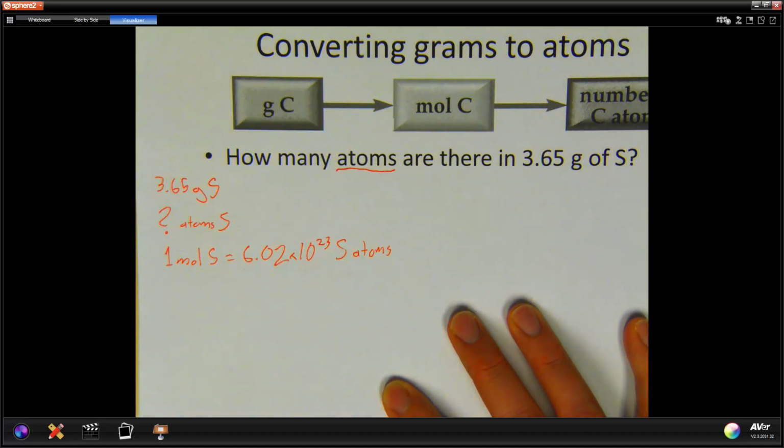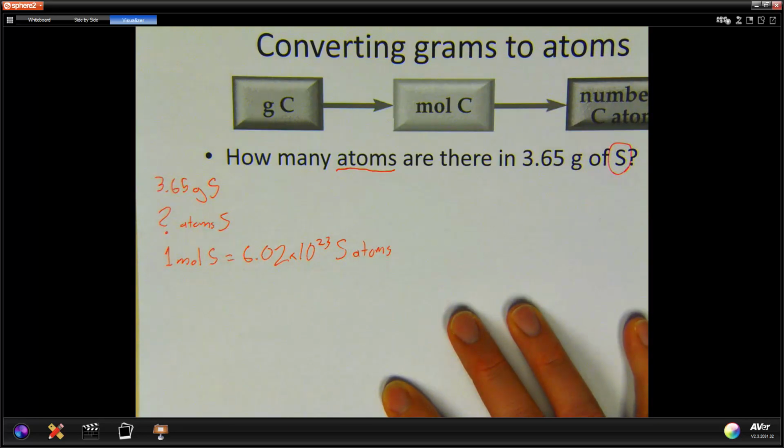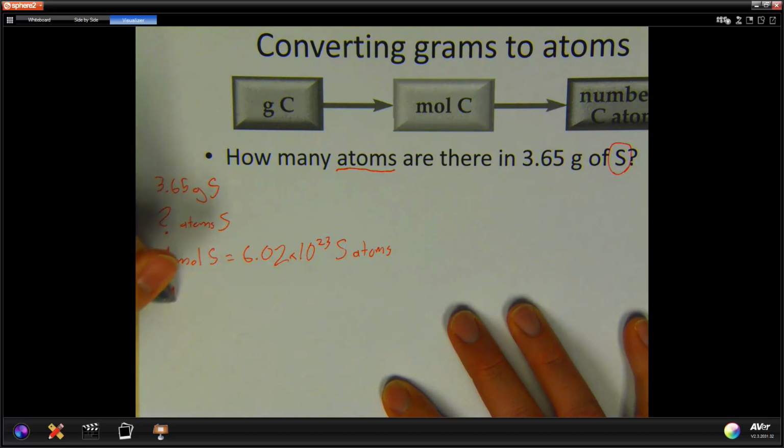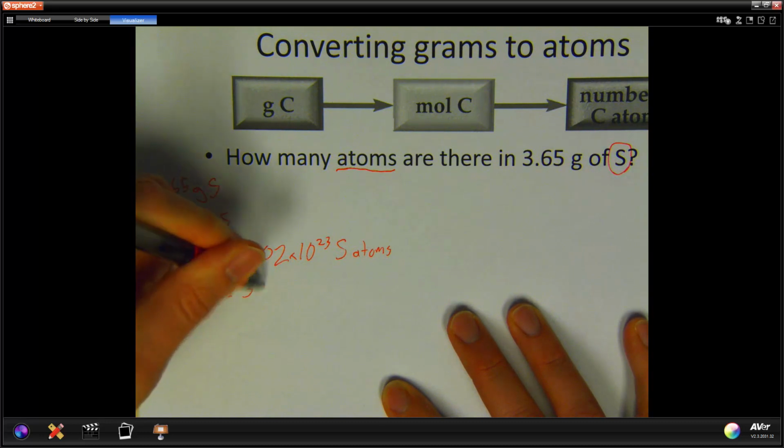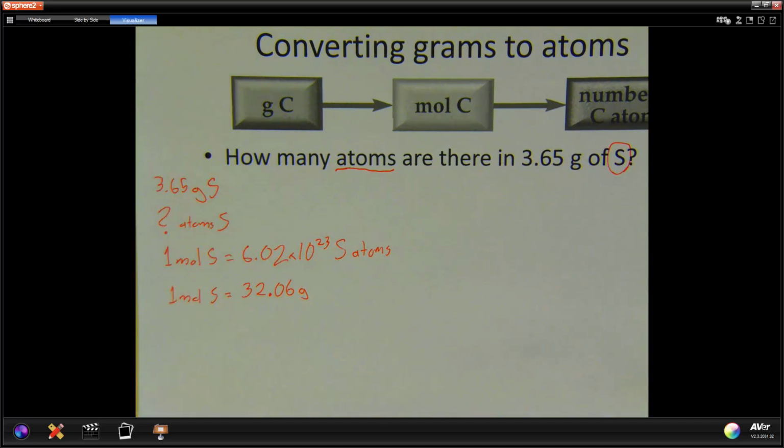Okay. And then the other piece of information that will be useful is knowing that we are talking specifically about sulfur. So what we do there is we look at a periodic table. We see 1 mole of sulfur is equal to 32.06 grams. So go ahead and make sure you can find this number on the periodic table. And then let's see if that's enough information to solve the question.